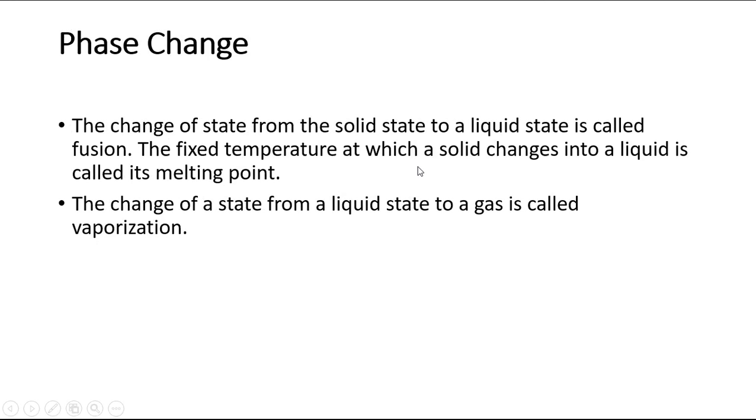Next term is the phase change. The change of state from solid to liquid, liquid to gas, or vice versa is known as the phase change. The fixed temperature at which a solid changes into a liquid is called its melting point, and the change of state from a liquid to gas is known as vaporization.